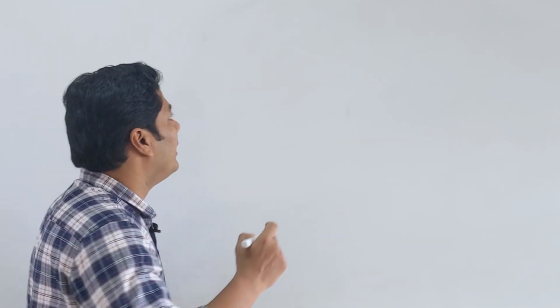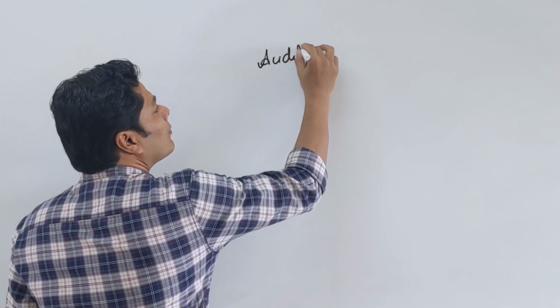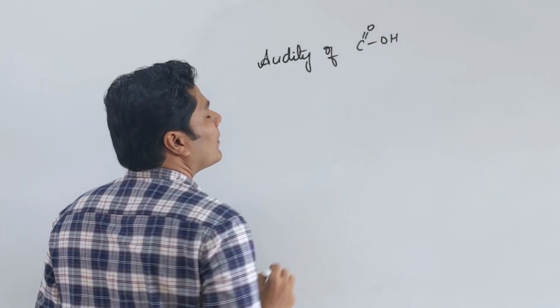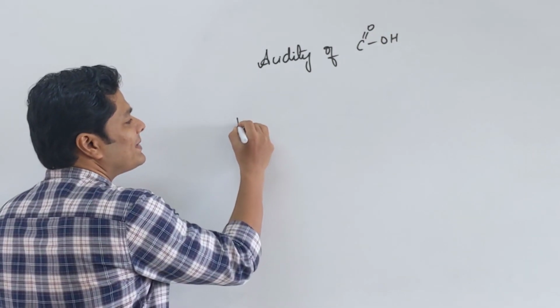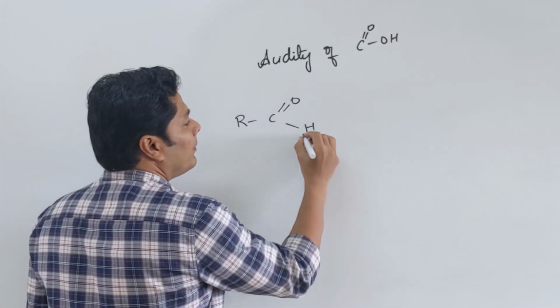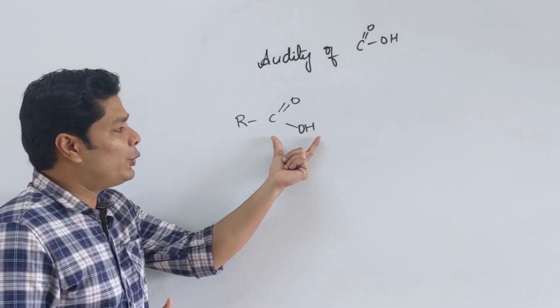When it comes to chemical properties, I want to segment it separately. First thing I want to do is deal with the acidity of acids separately. It's an extremely important concept. Acidity of COOH. So the COOH is basically an acid group. We already know that.